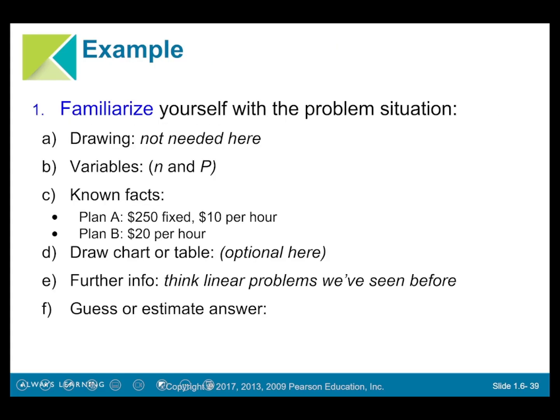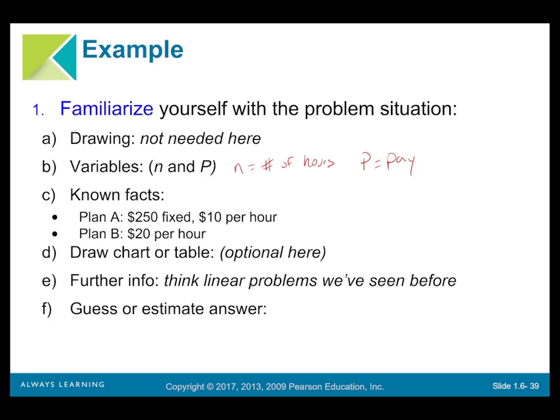All right, let's go through our new framework for understanding word problems. So familiarizing ourselves, there's not really the need for a drawing here. We want to think about our variables. We'll call them n and p. I'm going to say n is the number of hours, and we'll say p is the pay, total pay. So our known facts, well, we know that plan A is $250 fixed plus $10 an hour, and plan B is just $20 an hour.